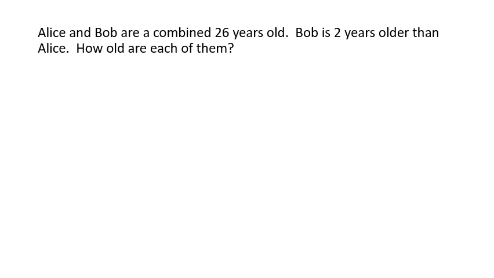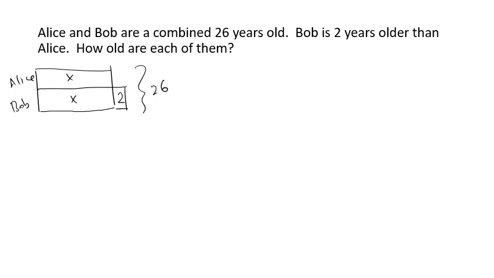So a couple of different ways we could set up this model, and I'll go through both of them here. One way would be to have them stacked vertically like this. And so this is Alice's age, and this is Bob. And so Alice is x, and Bob is x plus 2. So he's 2 years older. And we know that their combined age is 26.